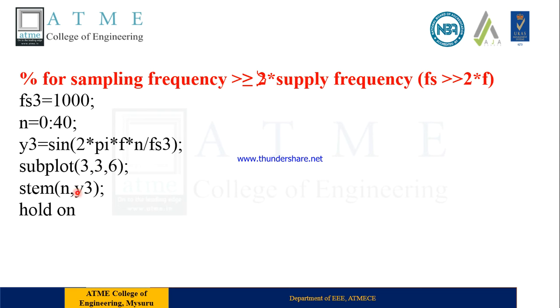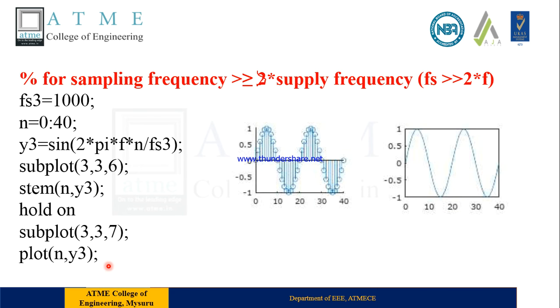I'll be using the stem function for continuous to discrete representation. I'll be holding on that command during the process of conversion. Now once this is done, I'll plot this back in continuous form and see how it looks. So this is the sampling rate you get after dividing 40 by 1000. Whatever value you get, that will be sampled at an interval of period up till 40.